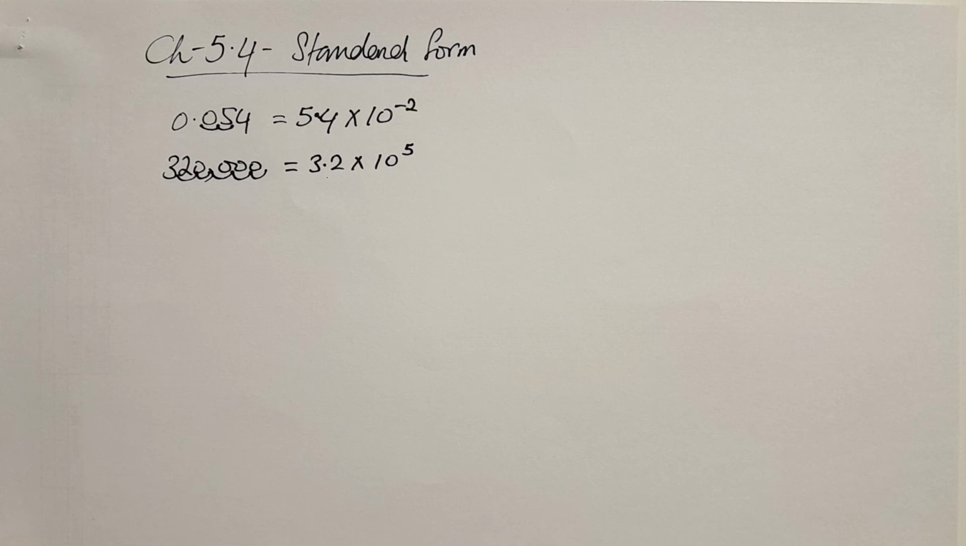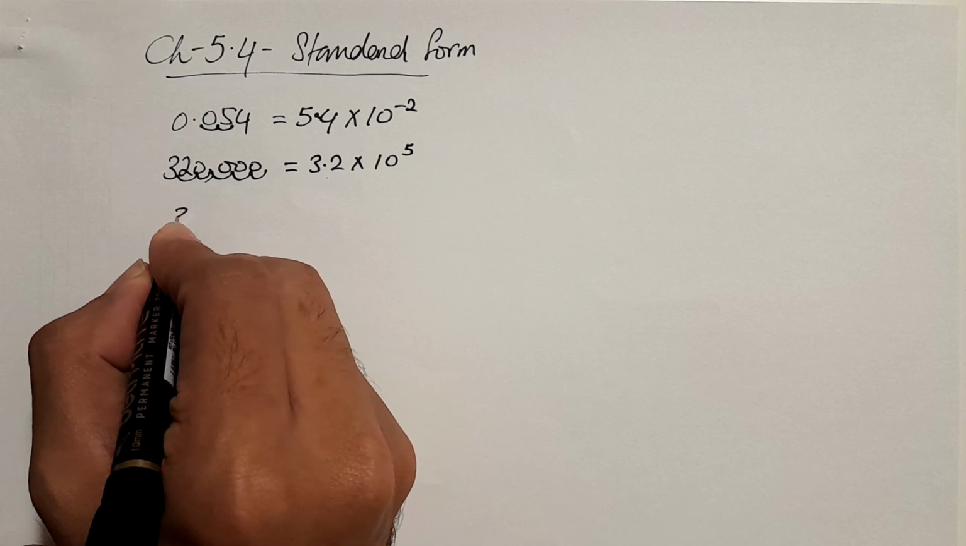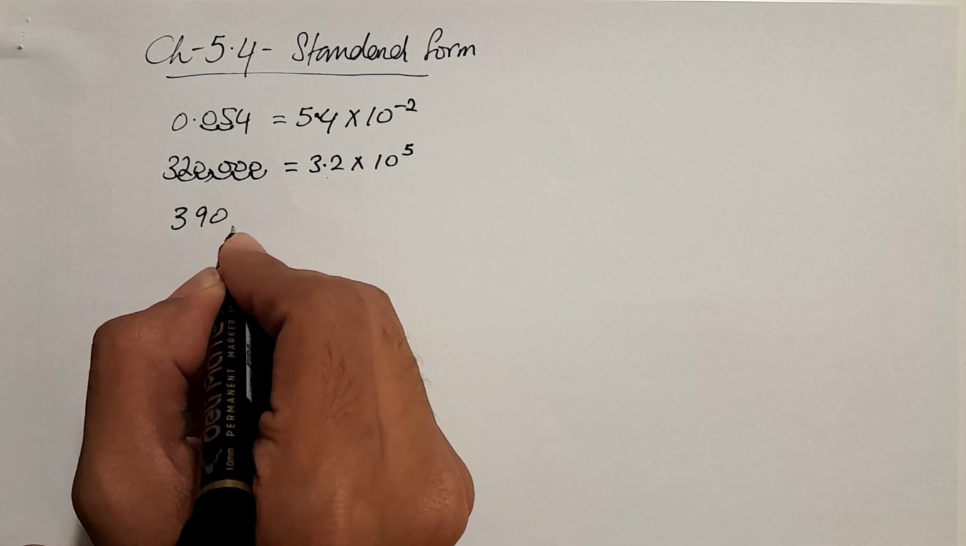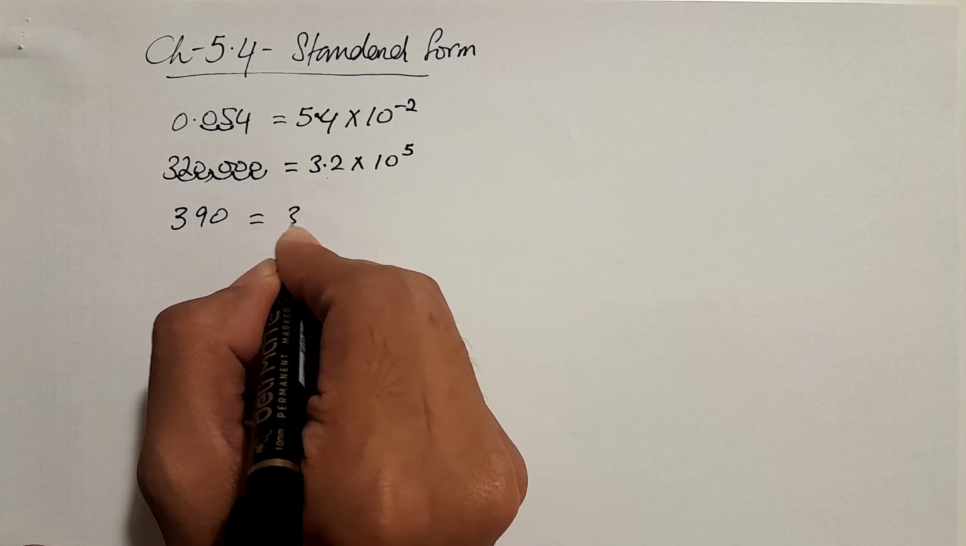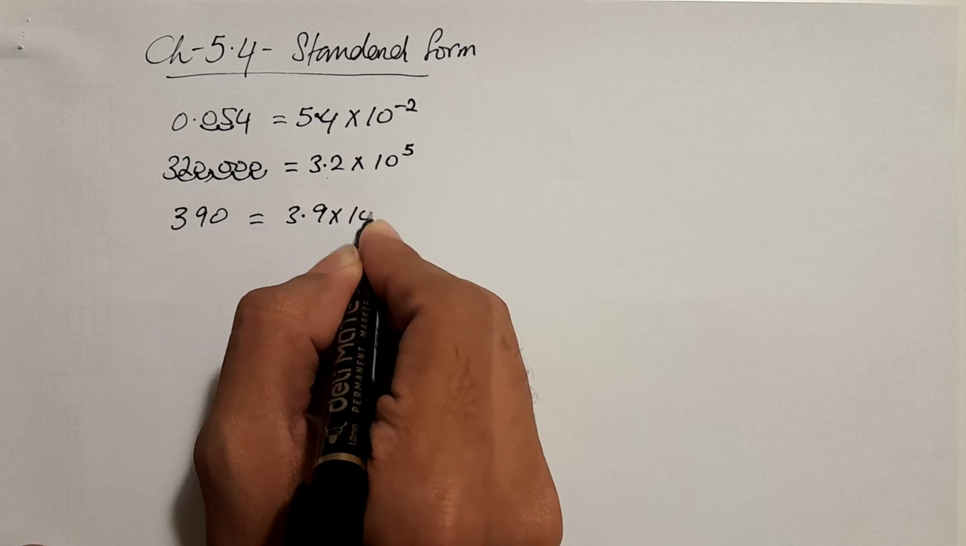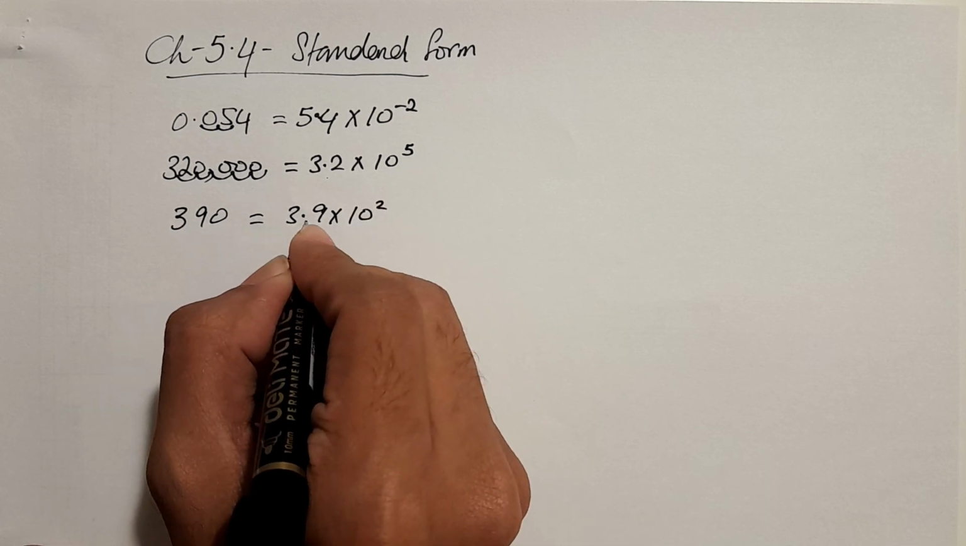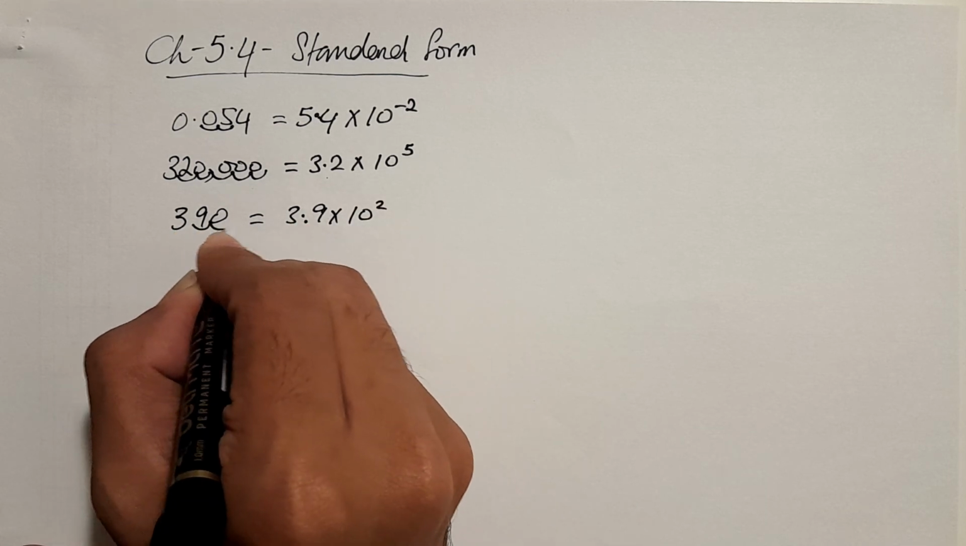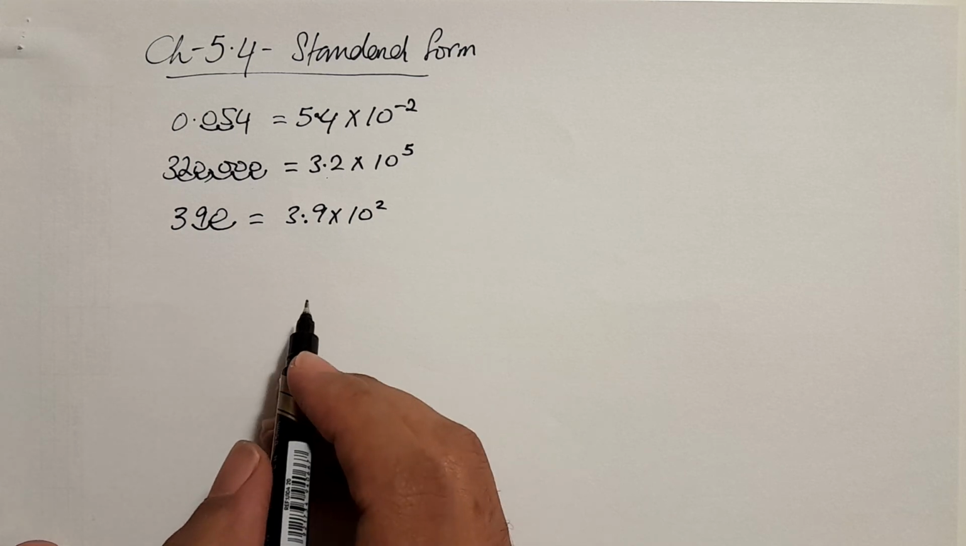Now another example is 390. So what we will do is write 3.9 multiplied by 10 to the power of 2, because from here it will move 1 and 2. So 10 to the power of 2.